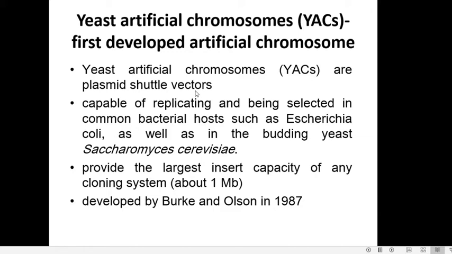So they have the ability to replicate inside E. coli cell as well as yeast cell. E. coli cell is a prokaryotic cell, whereas yeast cell is a eukaryotic cell. And they provide the largest insert capacity of any cloning system. That means around 1 megabase long foreign DNA can be inserted in YAC. So that is the most important attractive feature of a YAC, that is, it has the largest insert capacity. And it was developed in 1987 by Burke and Olson.